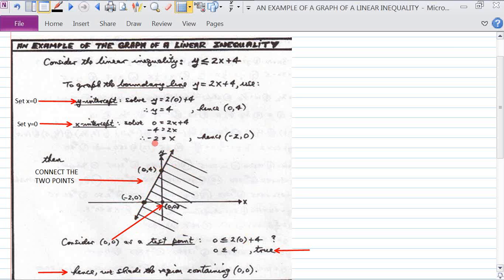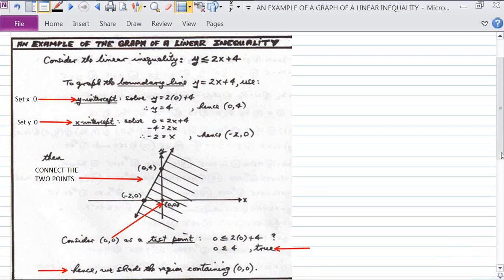Now we have to know, do we shade on this side of the line, or do we shade on that side? We're going to test the point 0, 0 as a test point. We don't have to, but as I said, it makes it easier when everything's 0 to do the calculation. And we find when we use 0, 0 and put it back into the equation, the inequality holds true. 0 is less than or equal to 4. It's true. So I'm going to shade that side of the line which has this point in it.